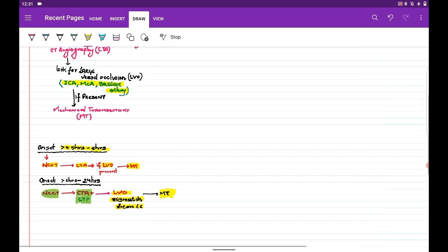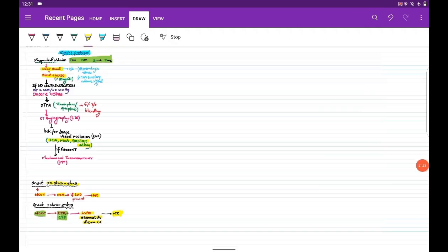Okay, this is how we manage a patient with stroke. I have taught you when the patient with suspected stroke comes within 4.5 hours, after 4.5 hours till 6 hours, or after 6 hours to 24 hours. This is how we have to manage the patient, and this is a very important slide, repeatedly asked in exams.